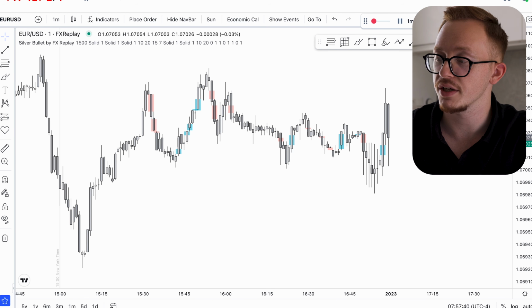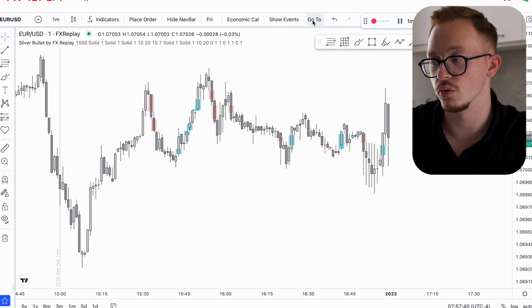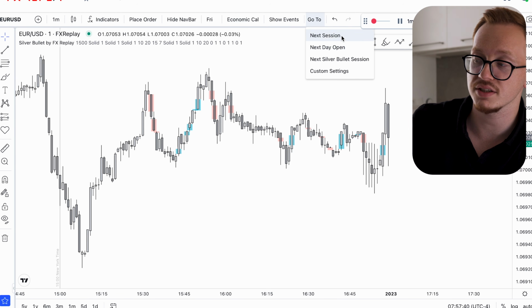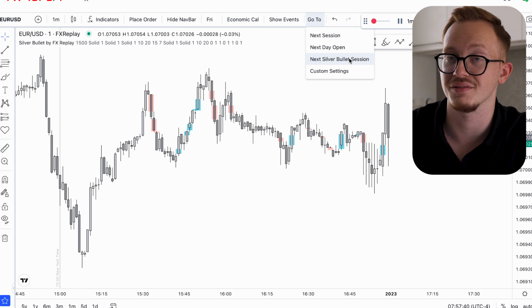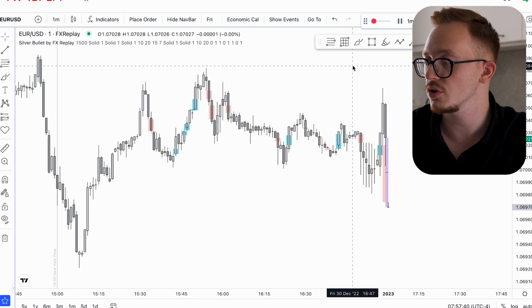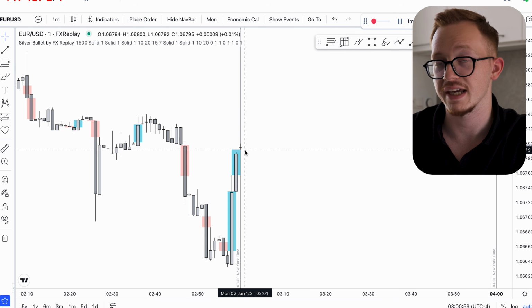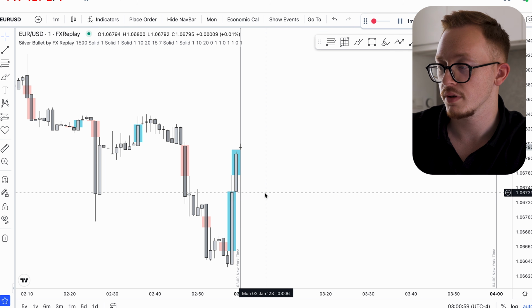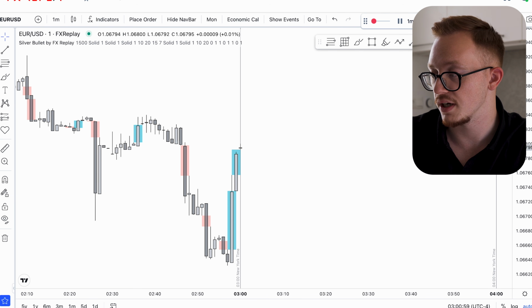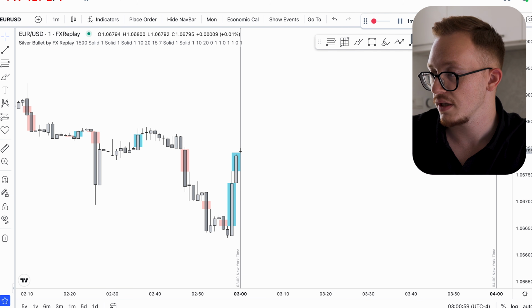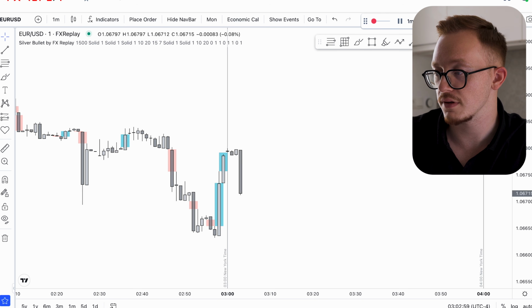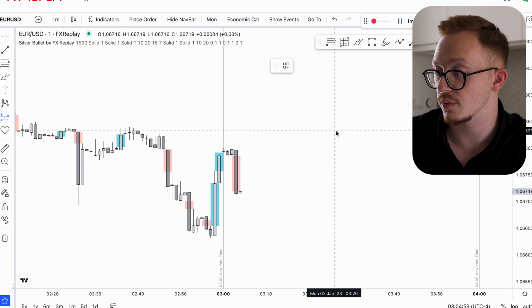So right now on FX Replay, you have a button at the top and it says go to. With this button, you can go to the next session, to the next day open, or to the next silver bullet session. So that's what we're going to do. We're going to go to the next silver bullet session, and that is exactly right here. As you can see, this is the line of the start of the London session, and we are going to go to the first fair value gap that we see. This is the first fair value gap that we see.